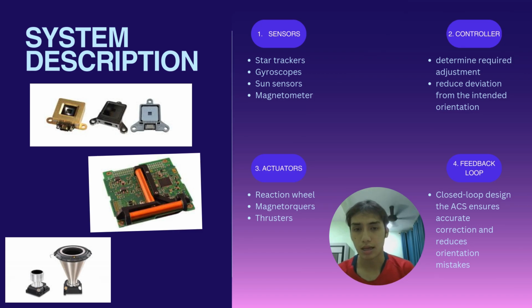For example, the reaction wheel, magnetorquers, and thrusters. And lastly, the feedback loop. The feedback loop is the closed loop design for the ACS, which ensures accurate correction and reduces orientation mistakes by continuously informing the controller about the system's performance through updated sensor data.